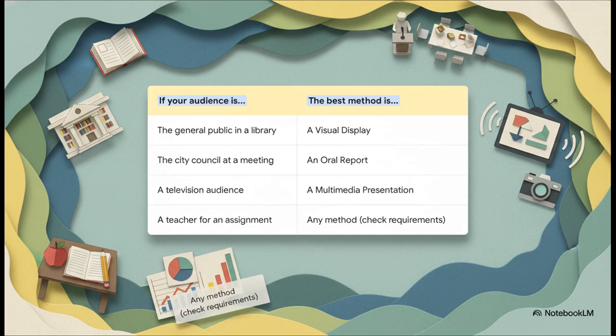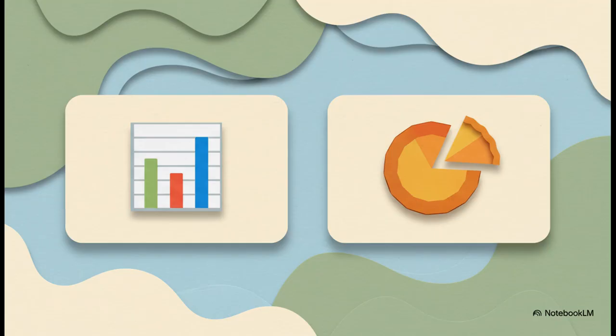If it's the general public just wandering through a library, a big visual display is going to be your best bet. If you're presenting to, say, the city council, you'll want to do an oral report. If you're trying to reach a massive TV audience, a multimedia presentation is the way to go. And of course, if it's for a teacher, well, you better check the assignment to see what they want. All right, let's talk graphs.